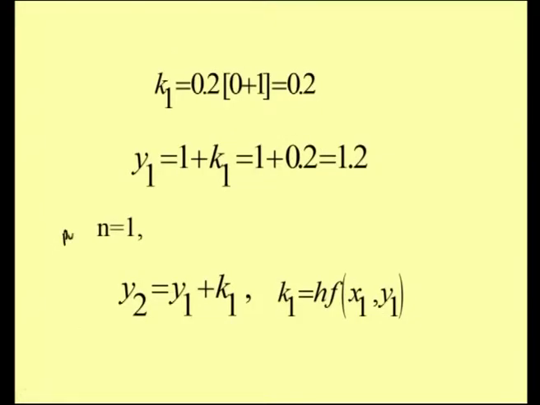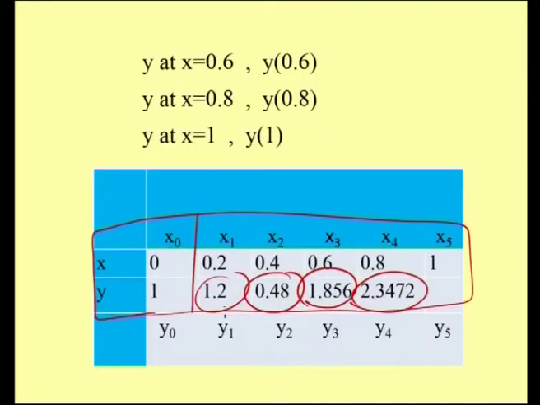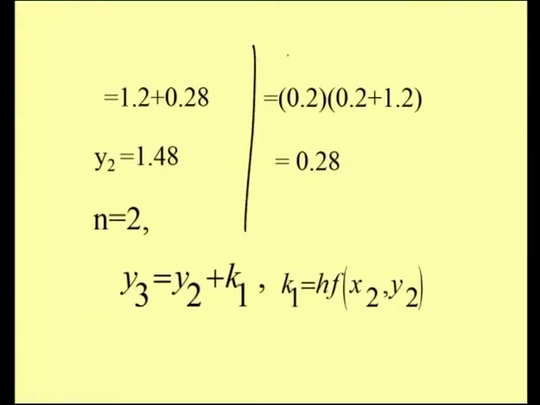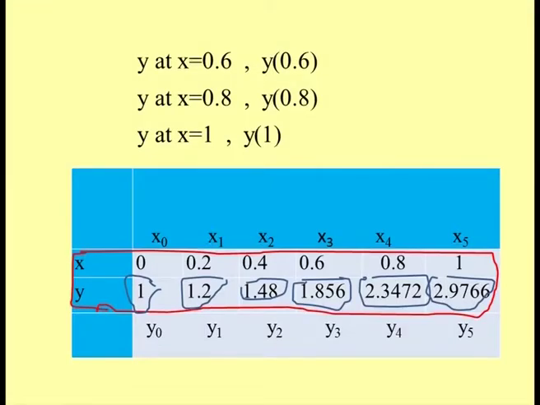Next, put n is equal to 1 in Euler's formula. We get y2 is equal to y1 plus k1, where k1 is h into f of x1 comma y1. x1 you just see in the tabular column, x1 is 0.2 and y1 is 1.2. This is k1 and this is y2. So, k1 is h into f of x1 comma y1, that is x plus y. So, 0.2 into 0.2 plus 1.2, k1 is 0.28. This is substituted in y2. So, 1.2 plus 0.28, y2 is equal to 1.48. That is again substituted in the tabular column, 1.48.